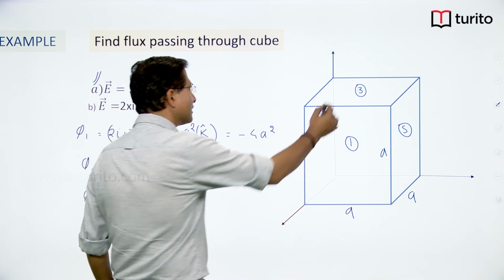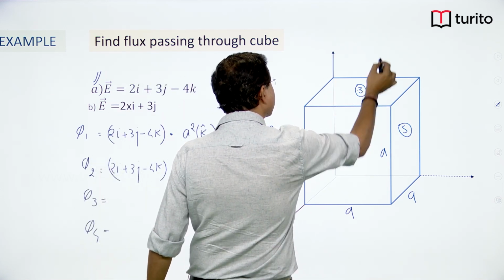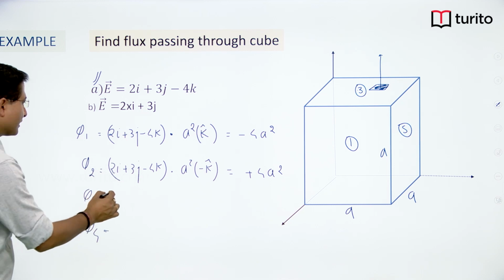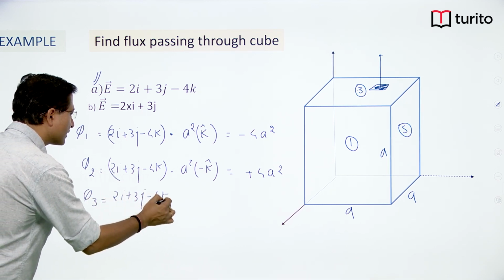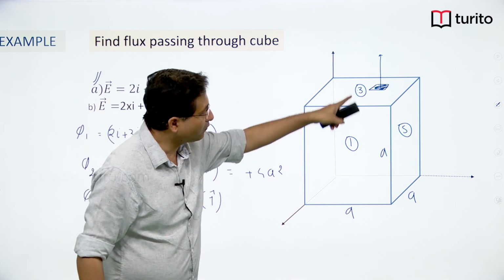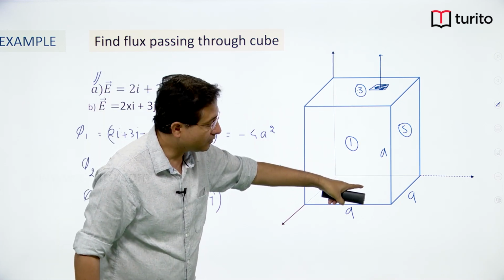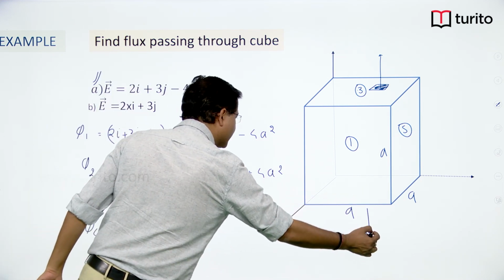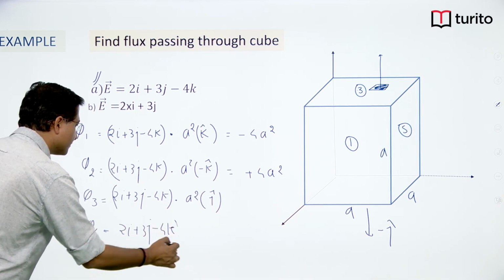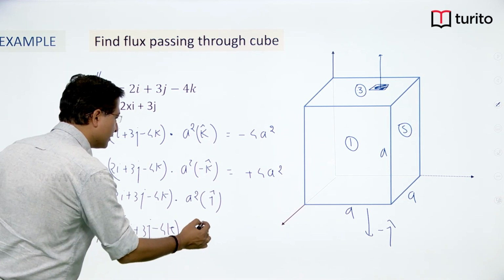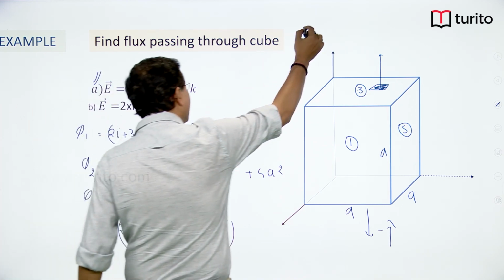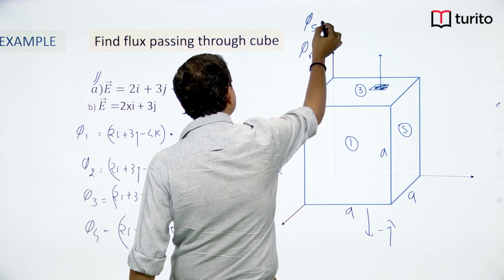Third is which one? The top one. For the top one, the area vector will be in this direction. This is A, magnitude is A square j cap. So I can write 2i plus 3j minus 4k dot A square j cap. The fourth one will be in front of it, the bottom one. For the bottom one, the area vector will be minus j. So here I can write 2i plus 3j minus 4k dot A square minus j cap. So first, second, third, fourth, fifth and sixth, the same way we can calculate.